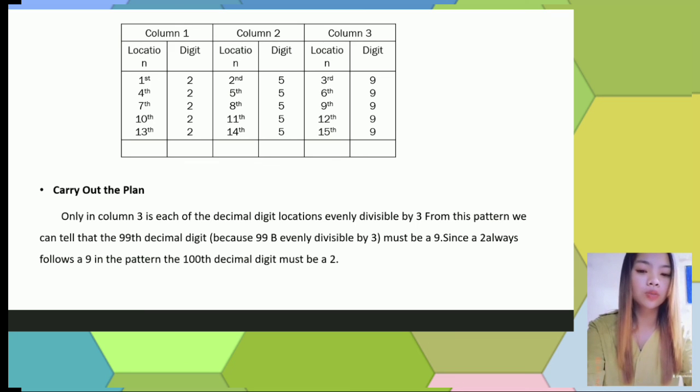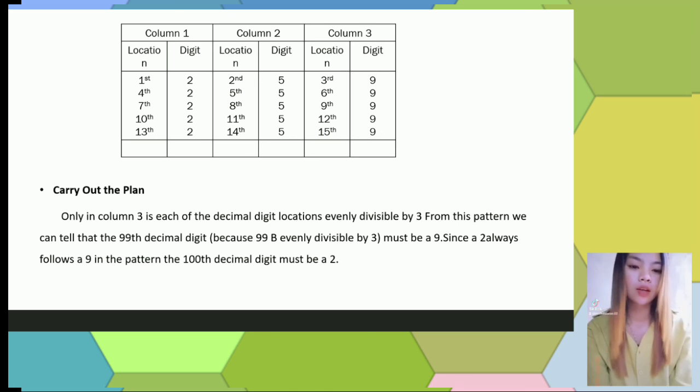In the first column, the locations are 1st, 4th, 7th, 10th, and 13th, and the digit is 2. In the second column, we have 2nd, 5th, 8th, 11th, and 14th, and the digit is 5. And in the third column, 3rd, 6th, 9th, 12th, and 15th, the digit is 9.